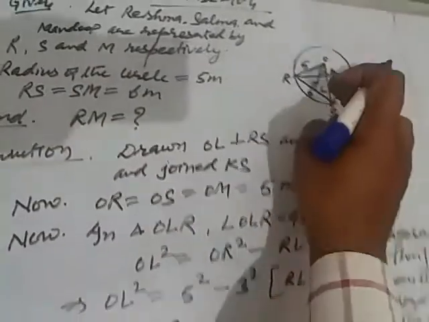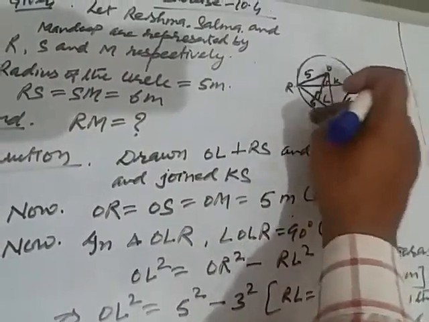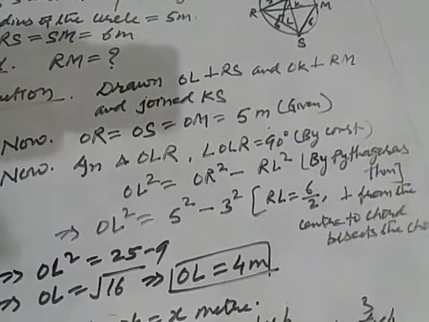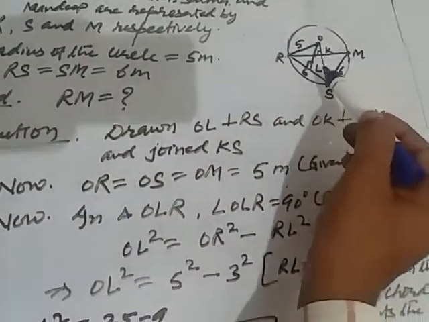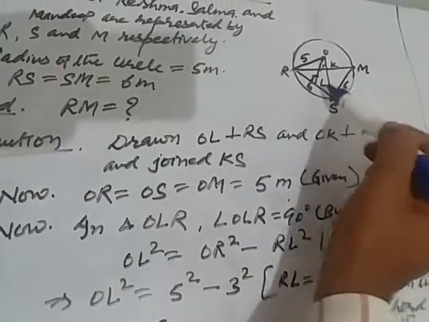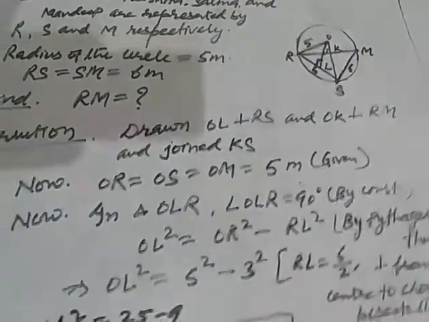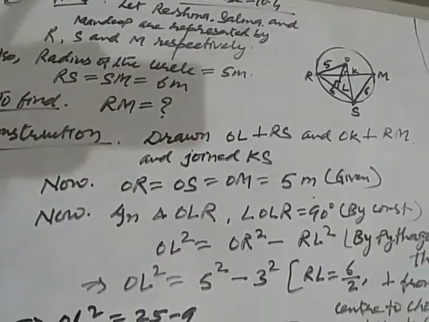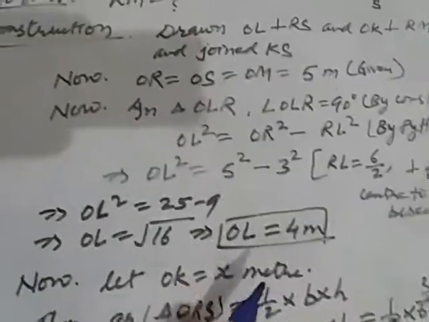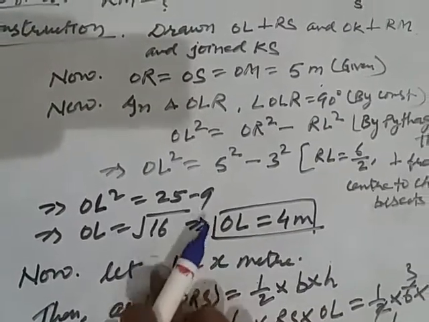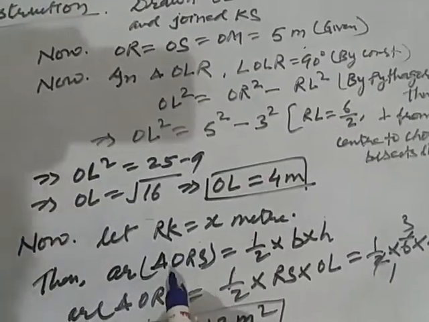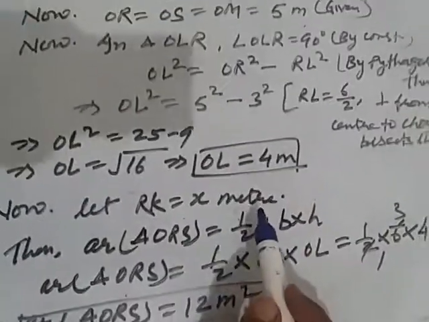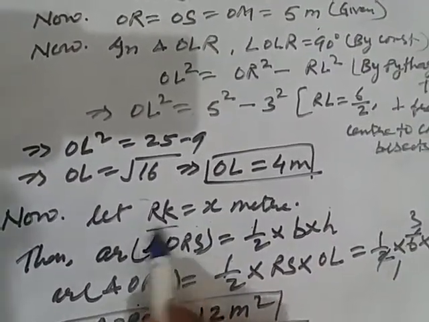Now since you have found out the area of triangle ORS to be 12 square meter with the base RS, now let us find out the area of the same triangle with the base OS and the height RK. This is not OK, it is RK. Make the correction. Let RK equal to x meter. Clear children, here let RK equal to x.